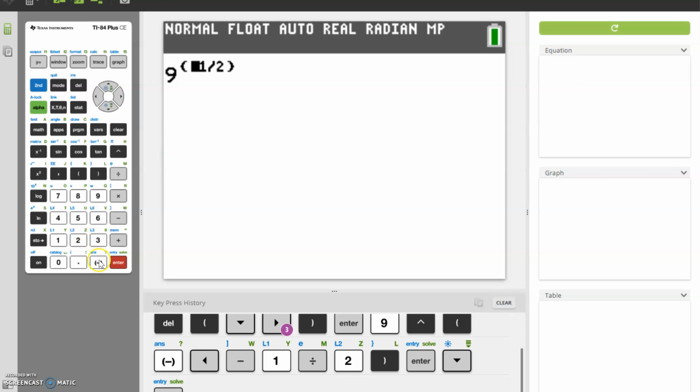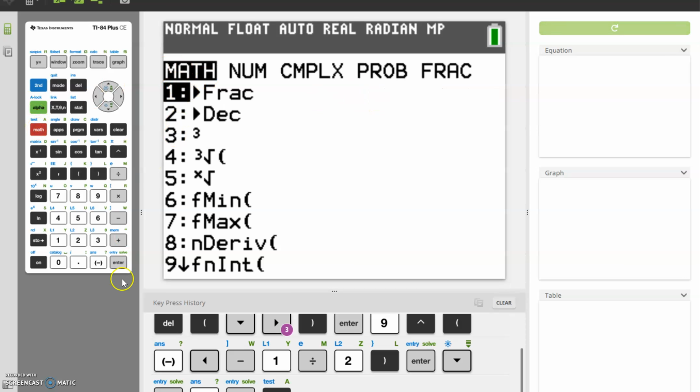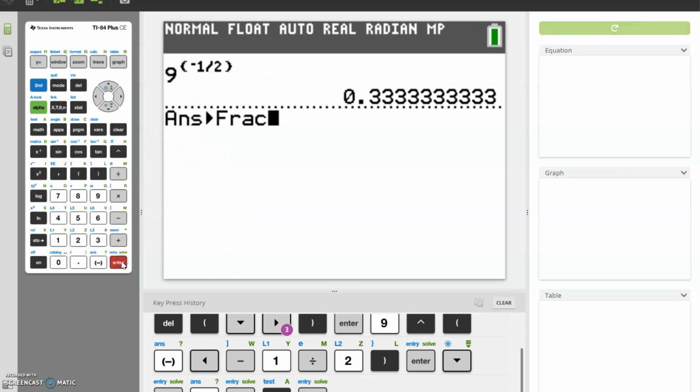So if we switch this back to a negative symbol, we will see that 9 raised to the negative 1/2 is 1/3, or 0.3 repeating. If you wanted to see that this is actually 1/3, you could go to math, and you could select option 1, where it has this arrow and fraction. It's basically saying convert it to a fraction. And there we go. Sometimes that works, sometimes it doesn't, just to be clear.